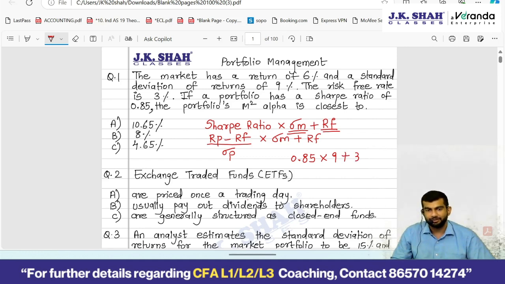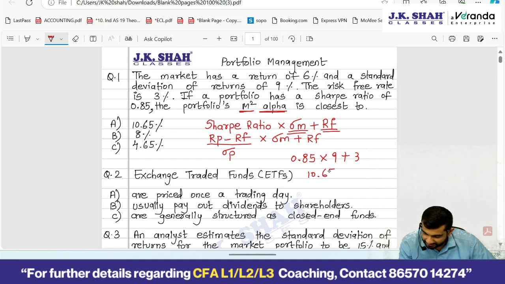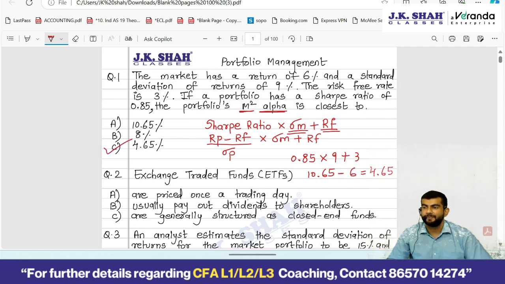Students would be tempted to mark option A. But see how carefully you have to read the question. I have not asked you M square, I have asked you M square alpha. Alpha is over and above the market return. 10.65 is the portfolio return. Market return is how much? Market return is 6%. So 10.65 minus 6 is 4.65. Option C is the answer. Understood? Okay.